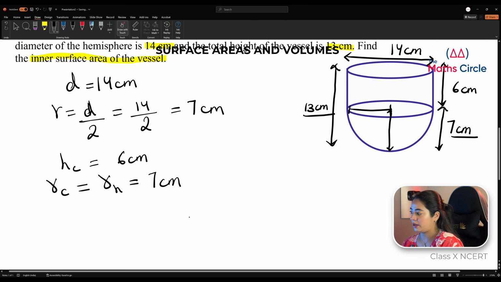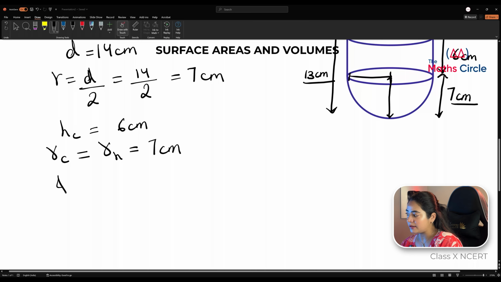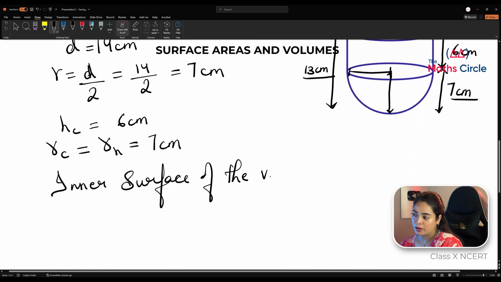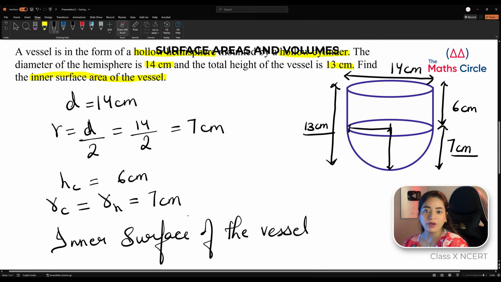Now what we can simply guess is the inner surface area of the vessel. To find the inner surface area, what we have to take is the lateral surface area of the cylinder. Why? Because it is given that it is hollow. Both the shapes are hollow, so the vessel is made up of only the walls of this cylinder and the walls of this hemisphere.